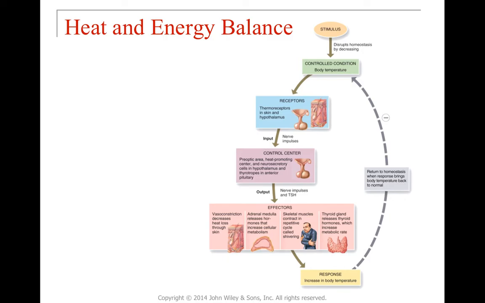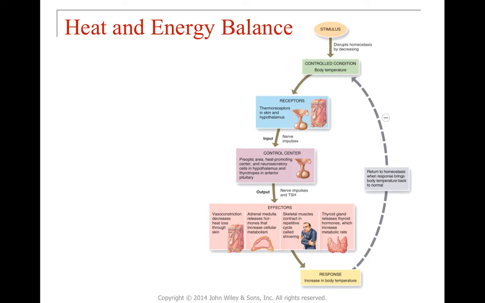All right, so just like anything else, we have some sort of stimulus that disrupts some sort of controlled condition. So in this case, the disruption of homeostasis is going to be occurring because we have changed the body temperature. So we're starting to get cold. We've decreased body temperature. We have thermoreceptors that are present. Again, no matter what it is that we are trying to maintain in a homeostatic balance, we have receptors to detect it. Otherwise, you would never know if it went awry.